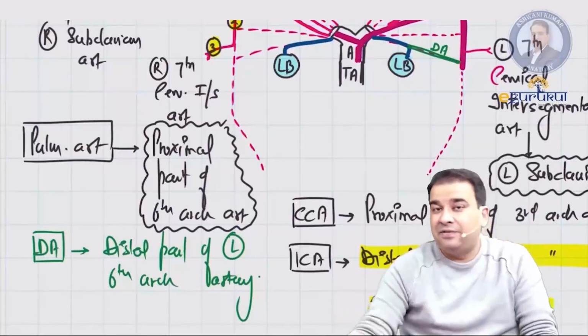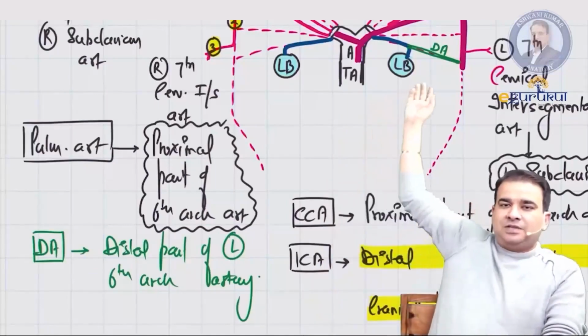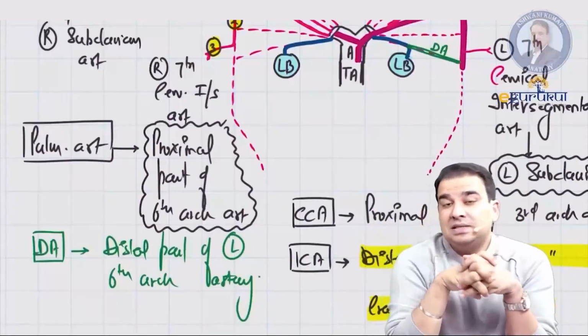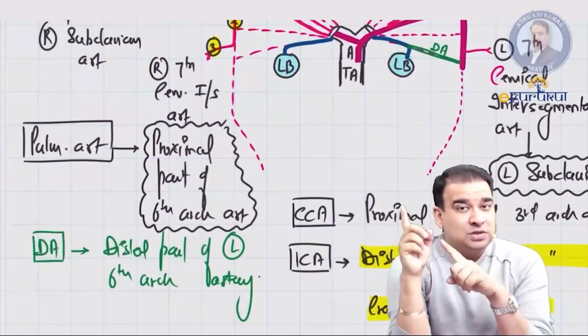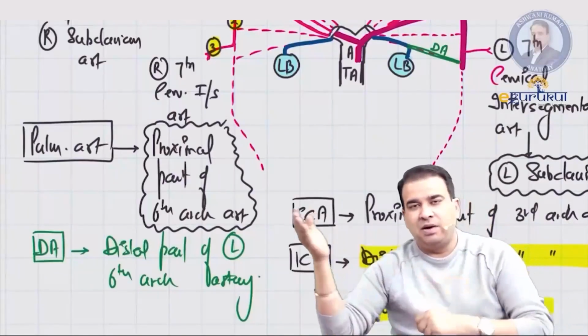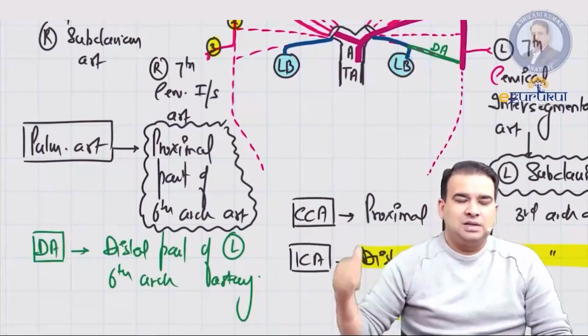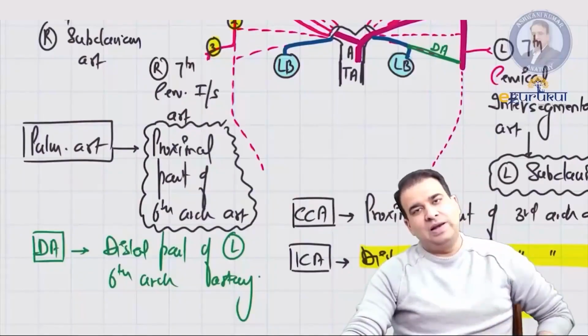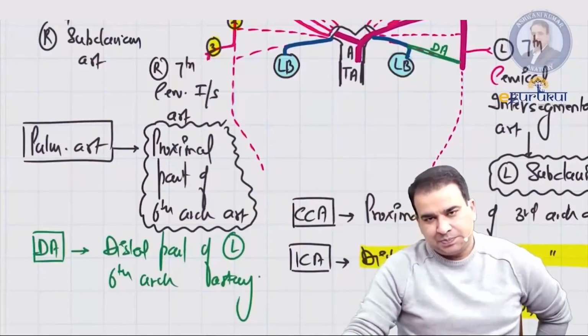Distal part of the left sixth arch artery. The distal part of the left sixth arch artery is the one which will give rise to the ductus arteriosus. Ductus venosus was the one which was in the liver. Remember? Left umbilical vein shunting the blood toward the hepatocardiac channel. This is the ductus arteriosus, which is by the distal part of left sixth arch artery.